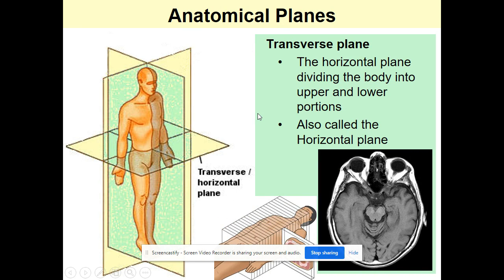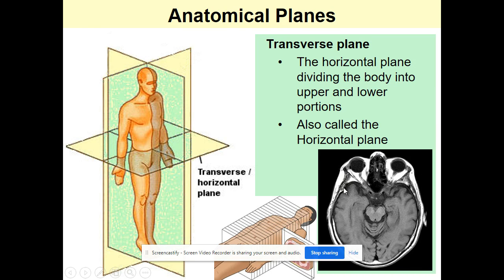Okay, and then there's a transverse plane. The transverse plane is also called the horizontal plane, and this cuts the body into top and bottom sections. A transverse cut here down at the bottom, of this person laying here, gives kind of an interesting section. It's also called a cross section.